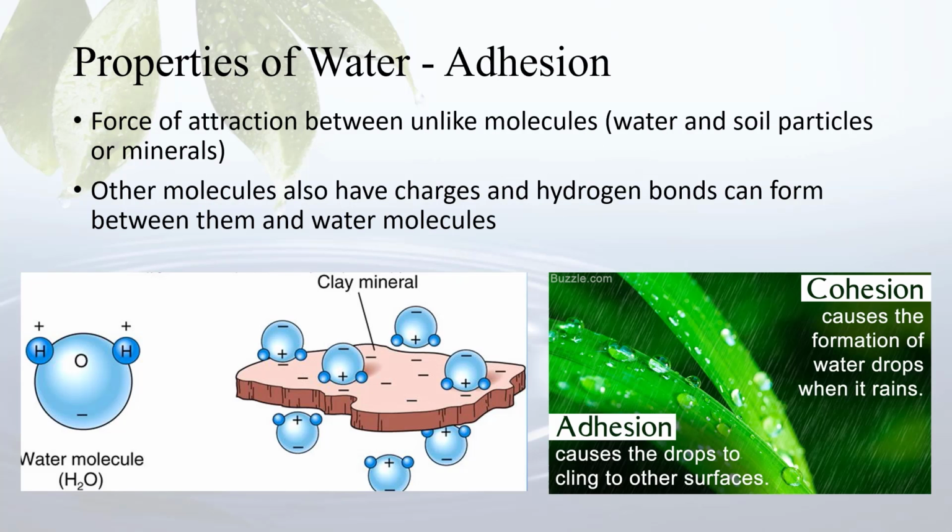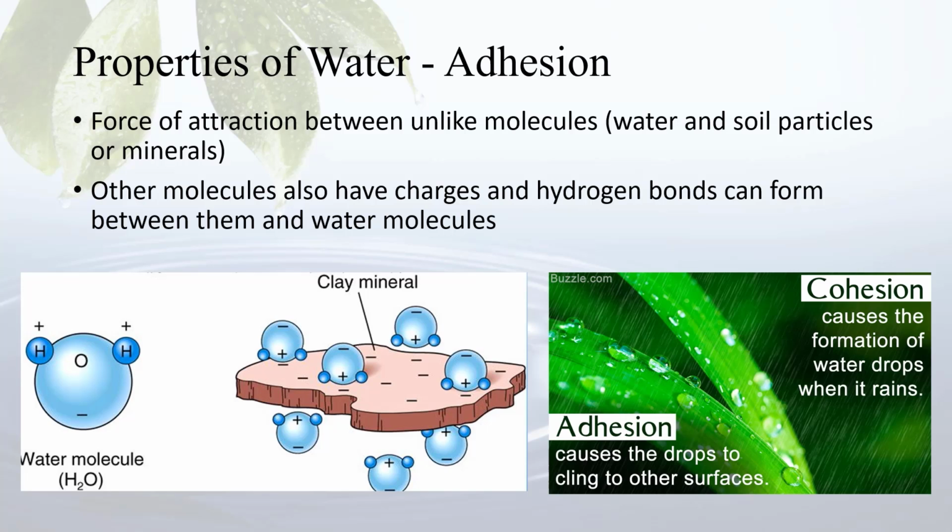Similarly, there's this process of adhesion, right? So just like water is attracted to other water molecules, water molecules are also attracted to other types of molecules, not just other water molecules. And this is the process of adhesion, right? So cohesion is water molecules attracted to each other. Adhesion is water molecules attracted to other molecules. And again, it's due to that property of polarity, right?